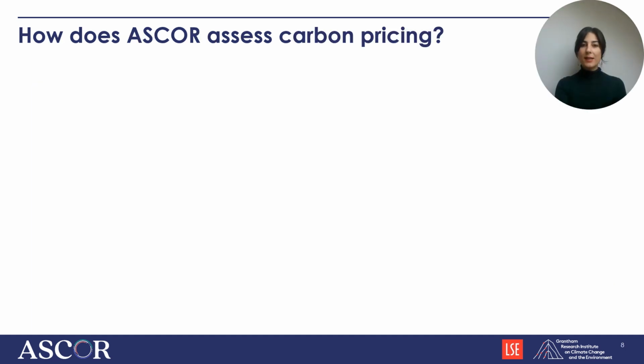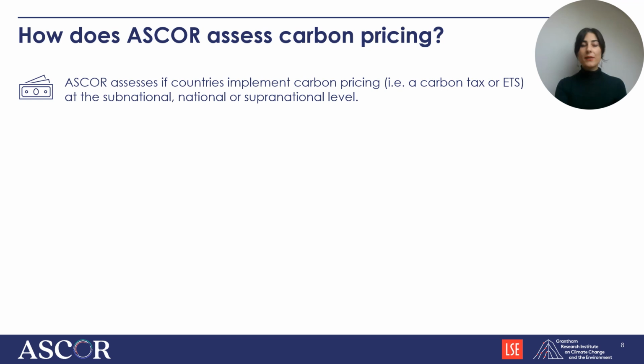So how do we assess these indicators and metrics? When we assess if a country applies carbon pricing, we look at all the carbon pricing systems implemented within the boundaries of the country. This includes carbon prices at the subnational level, such as the state-level carbon prices in the United States, at the national level, as in the case of Japan's national carbon tax, or at the supranational level, as we see in the case of the European Union emissions trading system. We assess subnational and supranational carbon prices as well because they also contribute to the total national greenhouse gas emissions subject to a carbon price.